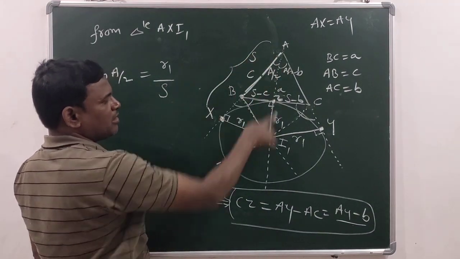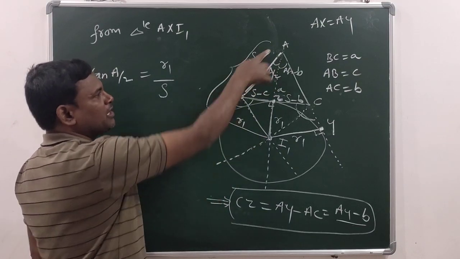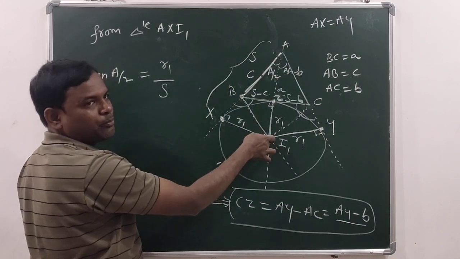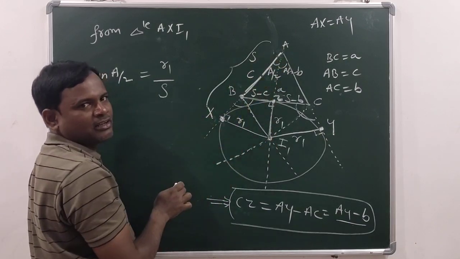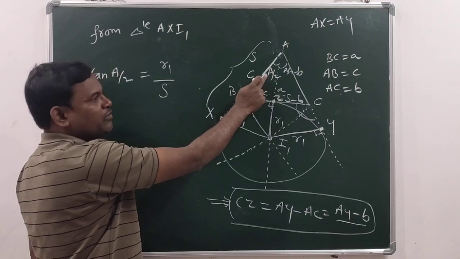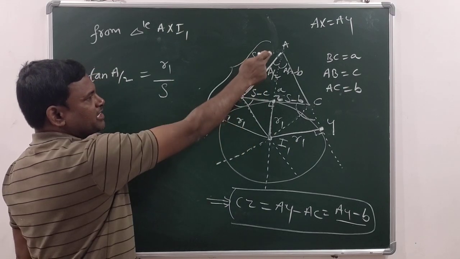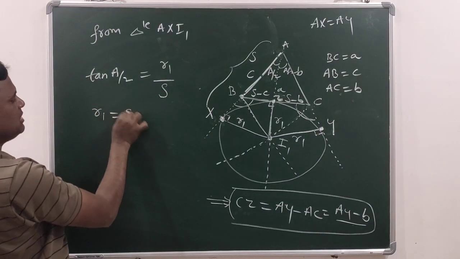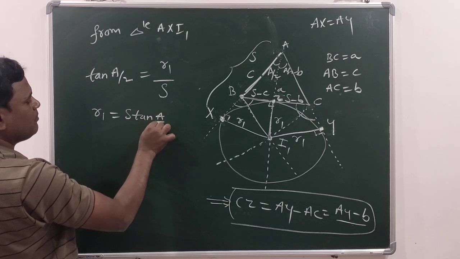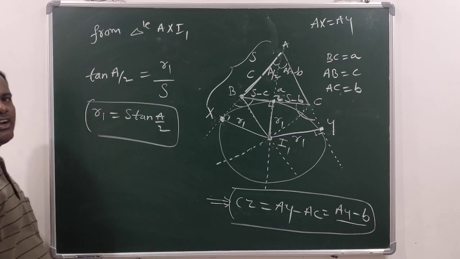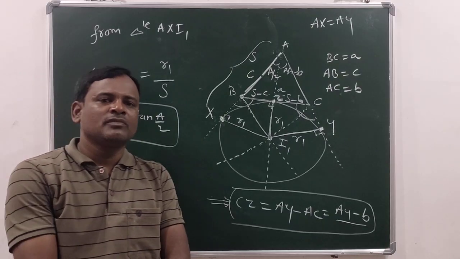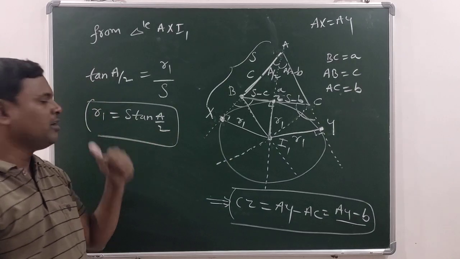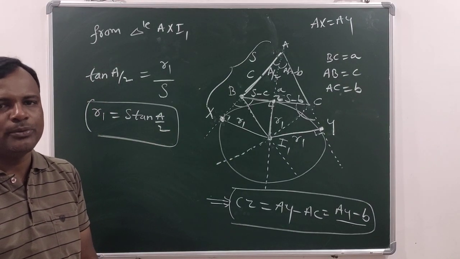Because here the radius is perpendicular to the tangent at its point of contact. Hence, this AI1 will be the hypotenuse for this right angle triangle. So now I am defining tan A by 2. With respect to A by 2, this will be the opposite and this will be the adjacent. R1 by S. Now R1 is equal to how much, students? S tan A by 2. This is one more relation for R1. Okay. Now the radius of this circle also can be written as S tan A by 2.